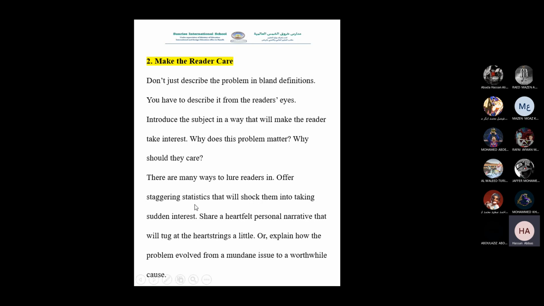So offer staggering statistics that will shock them, that attract their hearts, lure their feelings into taking sudden interest. Share a heartfelt personal narrative that will tug at the heartstrings a little, or explain how the problem evolved from a mundane issue to a worthwhile cause.